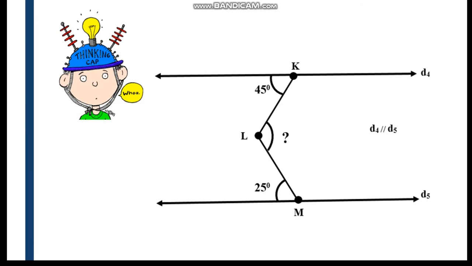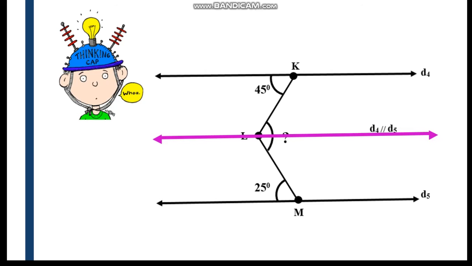First question says that the angle K equals 45 and angle M equals 25, and it asks you to find the angle L. What did you think? Yes, I think we can have from a line which is parallel to line D4 and line D5. Let's draw. Yes, I think when we draw this line, you think the same thing.